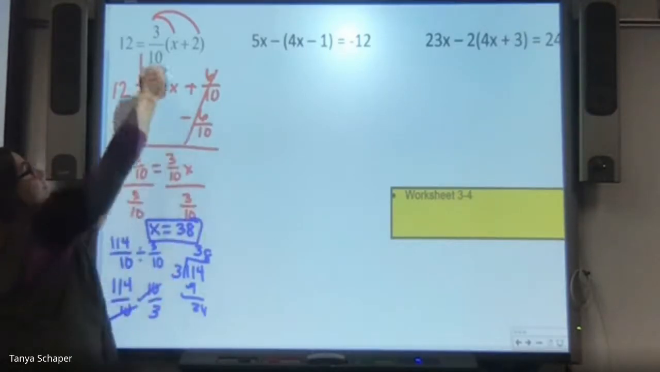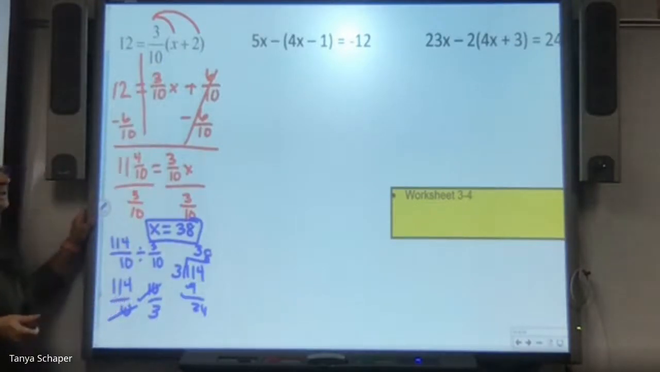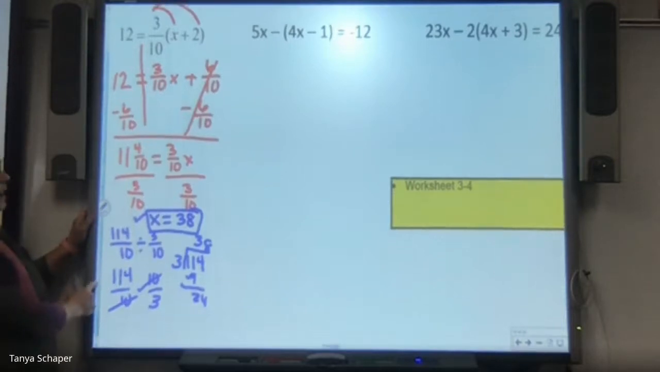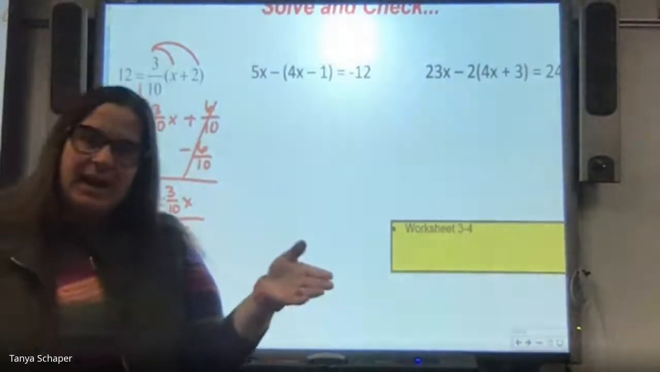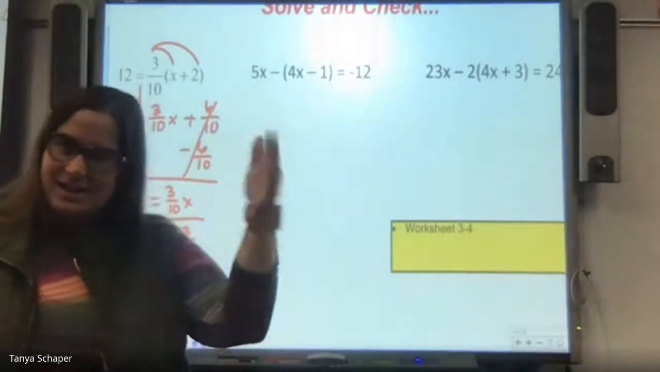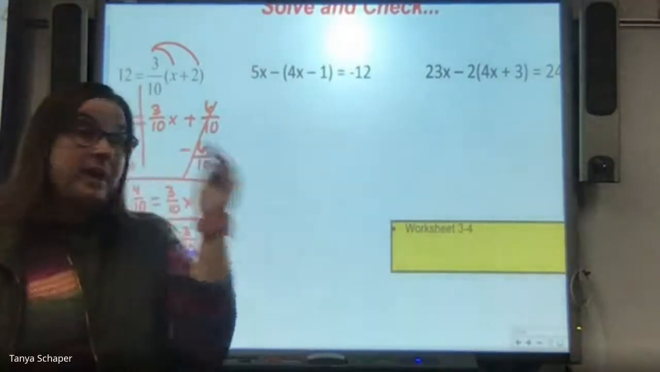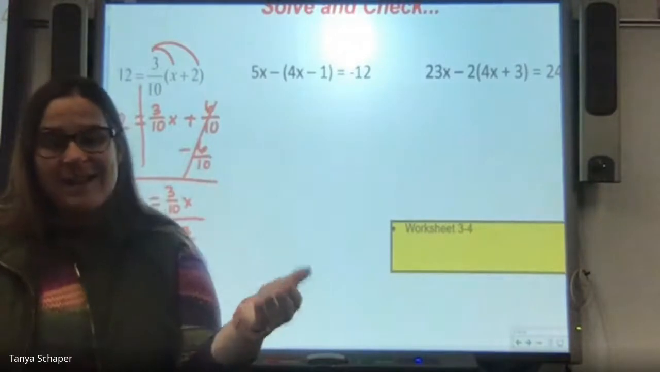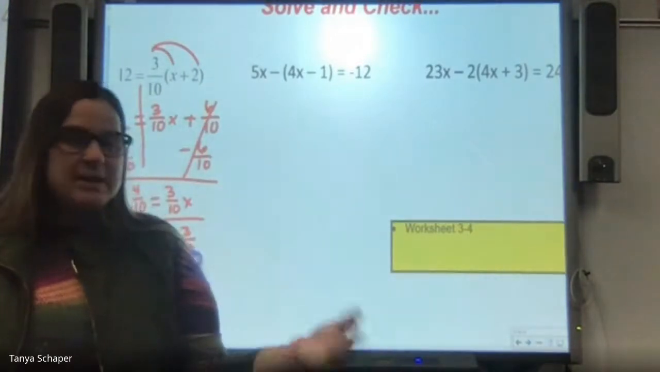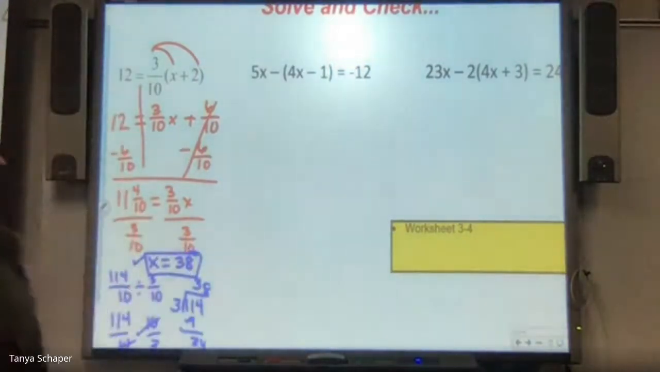And you can go ahead and check: 38 plus 2 is 40. 40 times 3/10 is 12. This one works out. I would recommend, in this case, you could have changed them to decimals and gone that way just because it's a nice ending clean decimal. But if you have something like 1/3 or 1/9, I would rather you kept them in fractions because fractions are exact and decimals are approximate. So I'd encourage you to keep them as the fraction and just work with that.